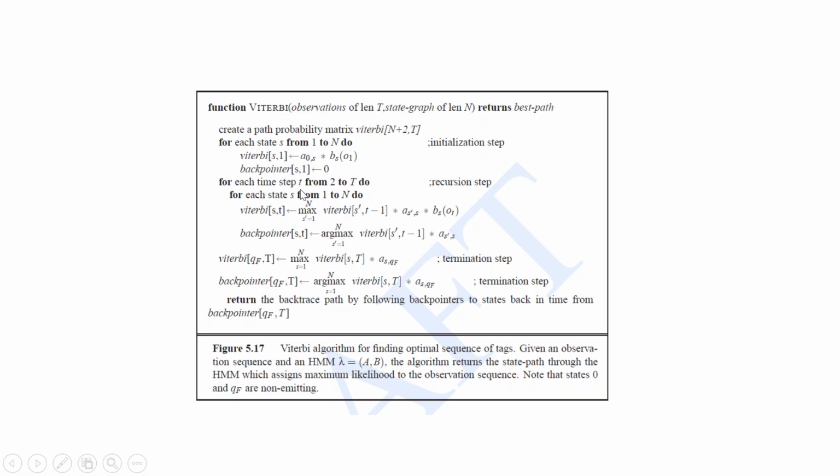Now for each step t from 2 to T. T is the maximum time slot. Time slot 1 we have already initialized here. From 2 to T, for each of the states, you have to calculate the Viterbi value. And how do you calculate it? It is the max of the Viterbi value in the previous state, in t minus 1, what was the value for this particular state S dash, times the transition probability from S dash to S, times the emission probability of the symbol O_t in the state S. So that maximum value is taken and the argmax of that is stored.